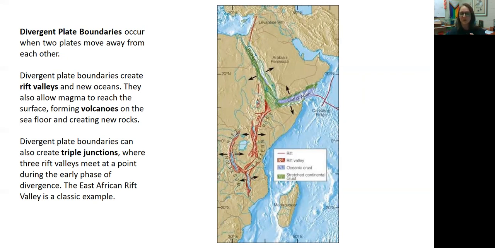The most famous one we can see on Earth right now is the East African Rift Valley, where the Gulf of Aden, the Red Sea, and the Eastern Rift are three of the prongs on that triple junction. This is creating brand new ocean floor and will eventually separate the Arabian Peninsula from the rest of Africa.